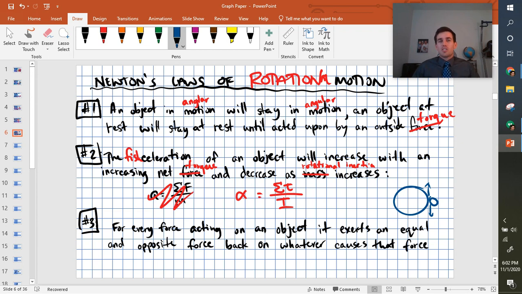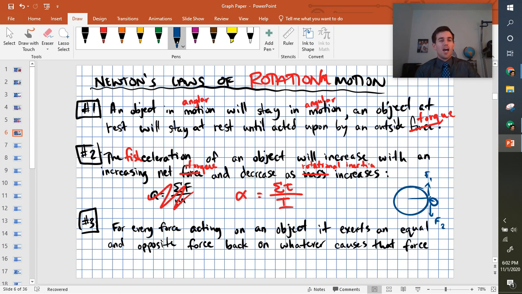Instead, we just won't change Newton's third law. We'll say for every force acting on an object, it exerts an equal and opposite force on whatever causes that force. And then if we're trying to use it in rotational motion, we'll figure out what that means for the torques after the fact. So we'll know that F1 equals F2, and then we'll figure out what that means in terms of torques. So this is the only one where we can't just do a word-for-word replacement.